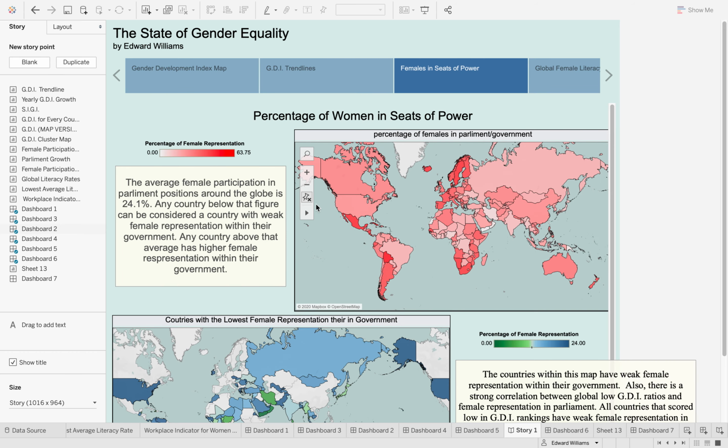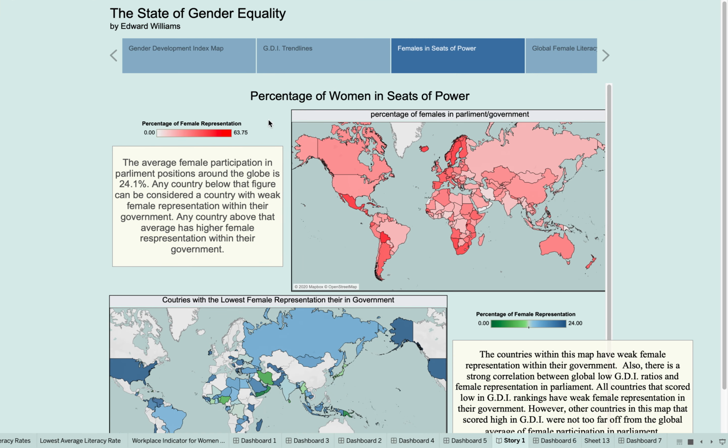So the next presentation, or the next slide, talks about the percentage of women in seats of power. So the average percentage of women in positions of power within each respective government is 24.1%. So countries with a higher percentage than 24.1% show a strong female representation within their respective government, and countries with a percentage below 24.1% represent a country with weak female representation within their government. So the goal is to score above 24.1%, or at least hit that mark.